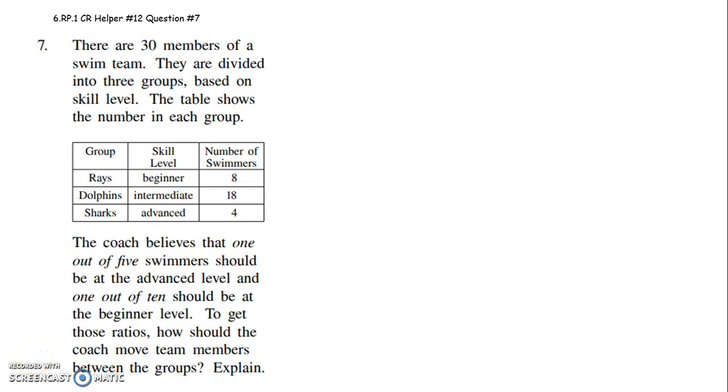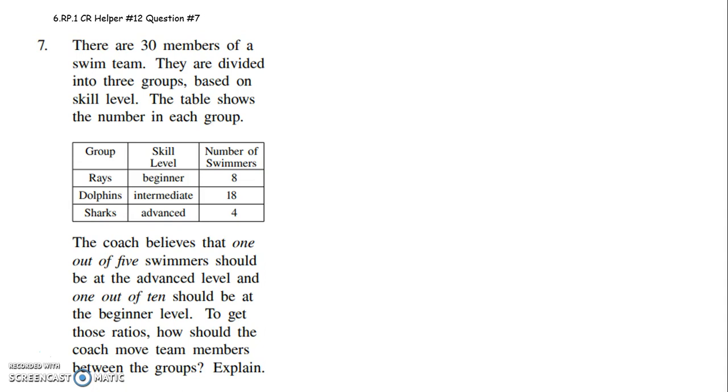All right, sixth graders, this is to help you with question 7 on CR 12. It says there's 30 members of a swim team. They are divided into 3 groups based on skill level. The table shows the number in each group.